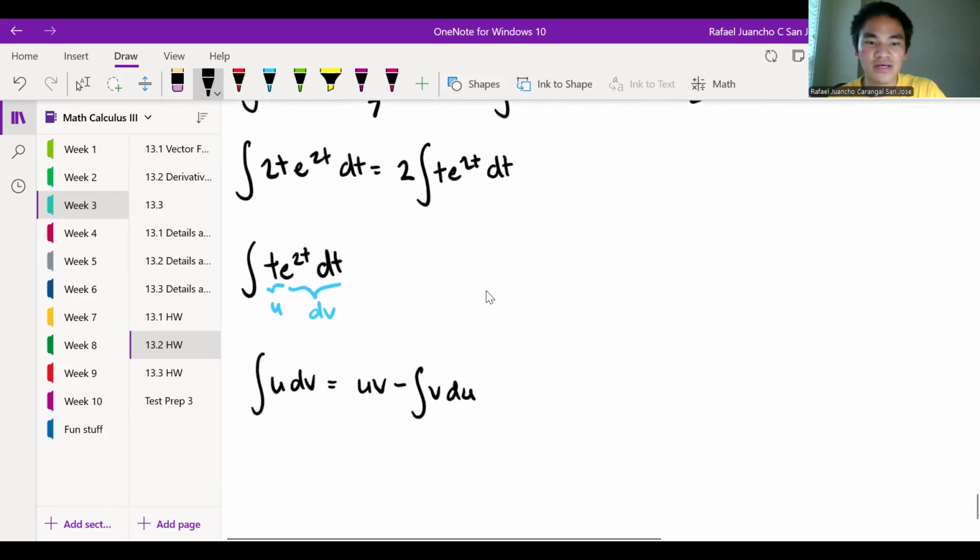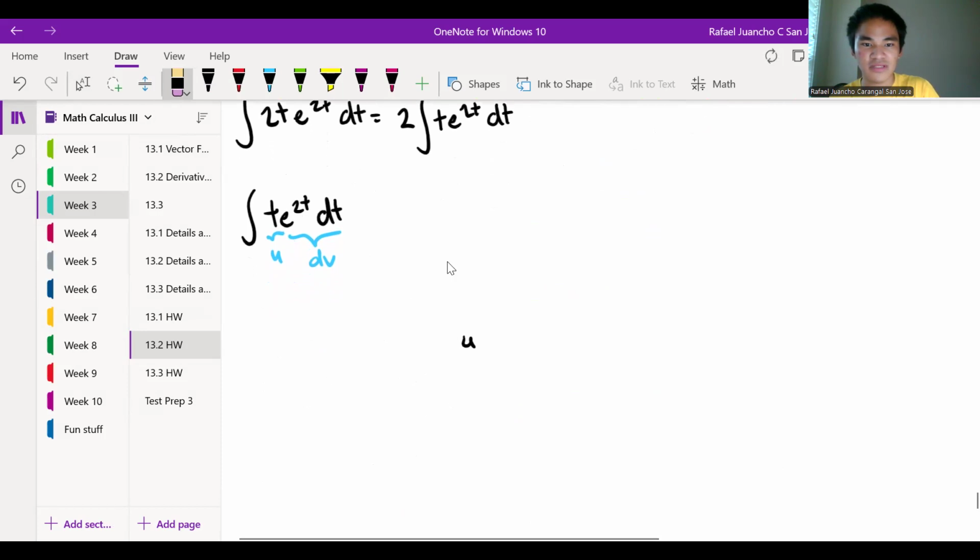Okay, cool. Now let's see how we do this again. So my u here is t, and my dv here is e to the 2t dt, right? So my du is the derivative of t, which is 1. So it's just 1.